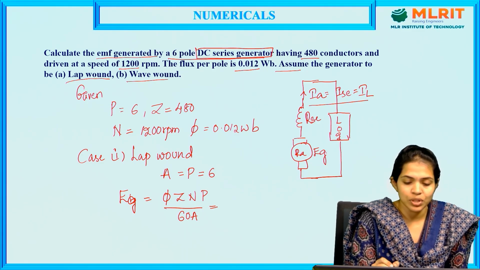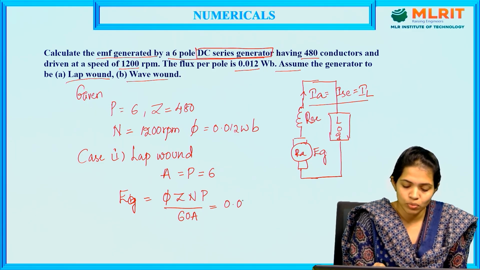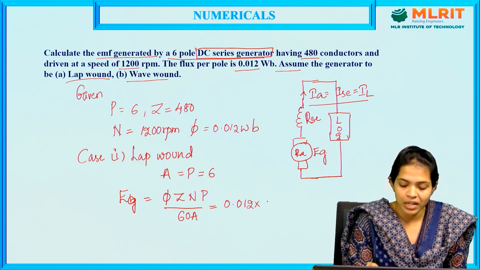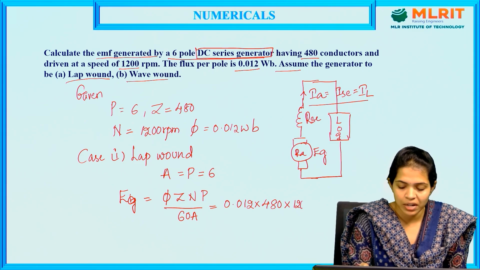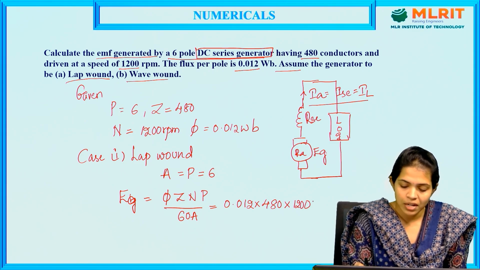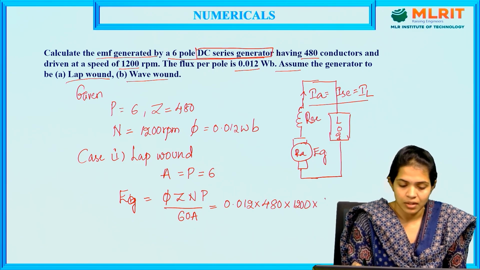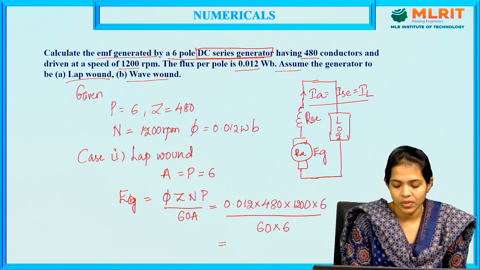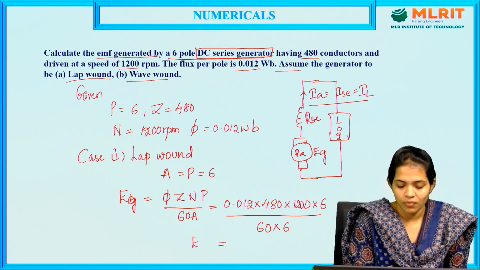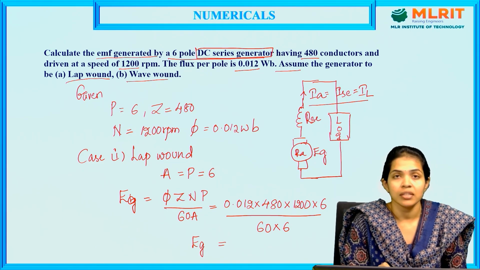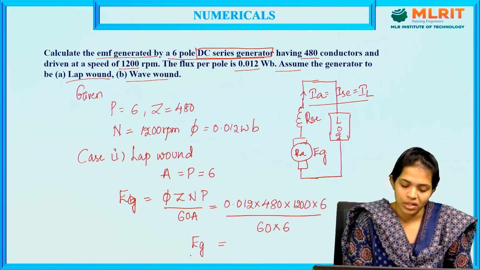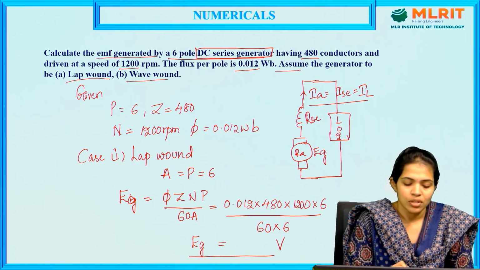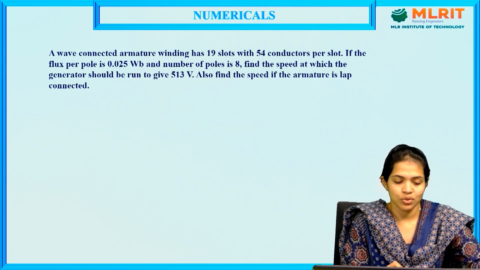Phi in the question is given as 0.012. The number of conductors is 480, the speed is 1200 rpm, and the number of poles is 6. The number of parallel paths will be 6. When we calculate this further, we get the EMF generated for this DC series generator in volts.